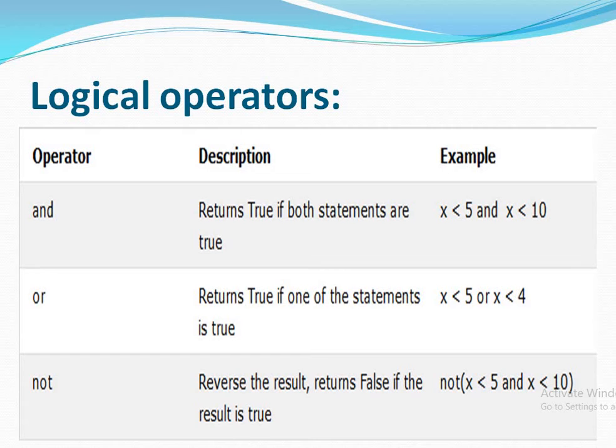Next is logical operator. So we know that the basic logic gates are AND, OR, NOT. So here it will be either AND, OR or NOT. In case of the AND operator, if both the conditions are true, then only it will return true. In case of the OR operation, if one of the conditions is true, then only it will return true. In case of the NOT operation, let me just discuss AND and OR first, then I'll come to NOT. Now here the example is given: x is less than 5 and x is less than 10.